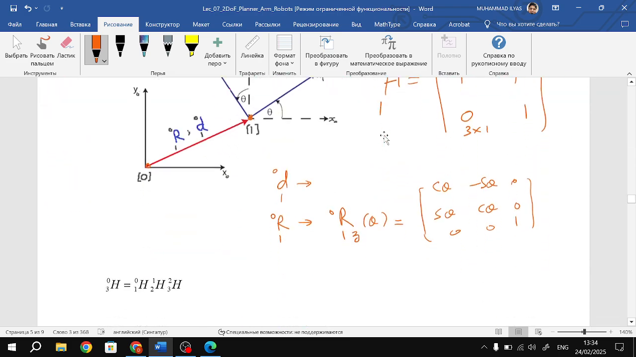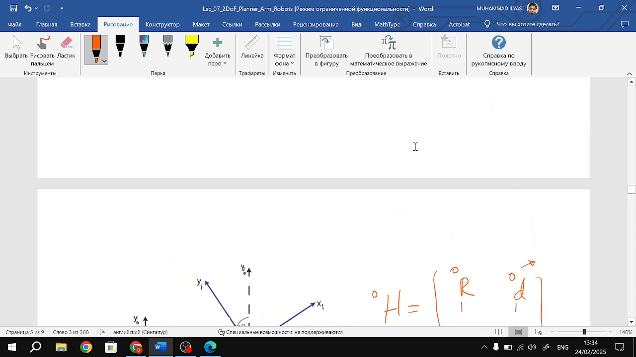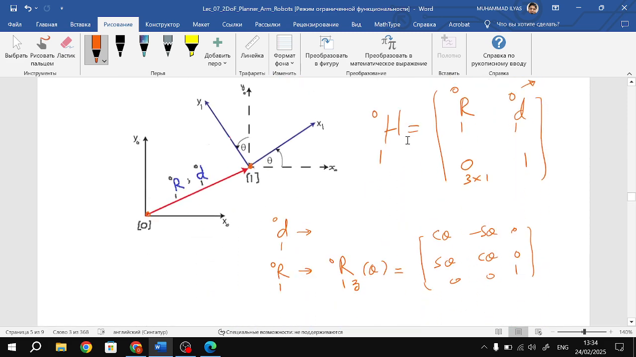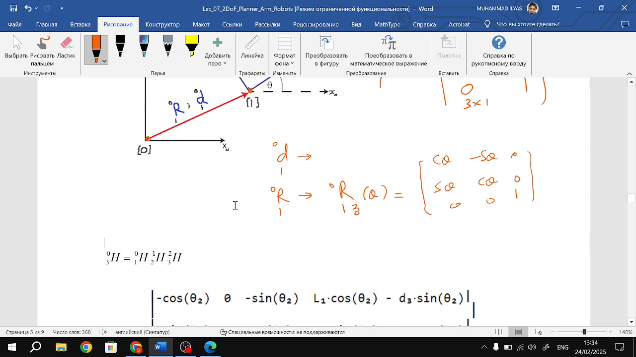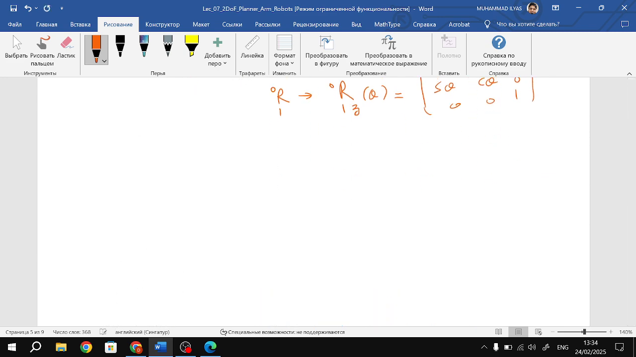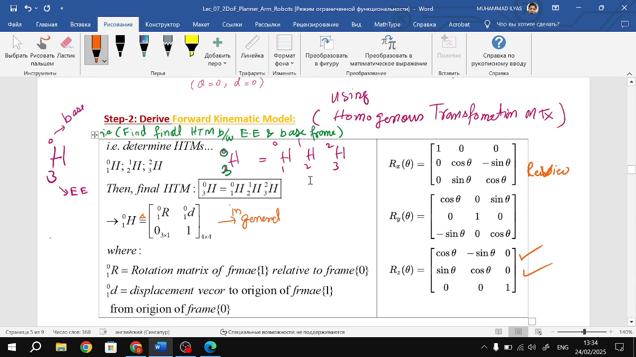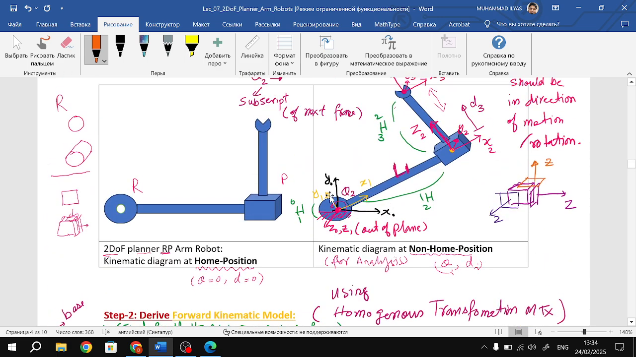So first, I think I have to go one by one. Let me go down first. Okay, I will do it one by one. So we start from frame 0 and frame 1.